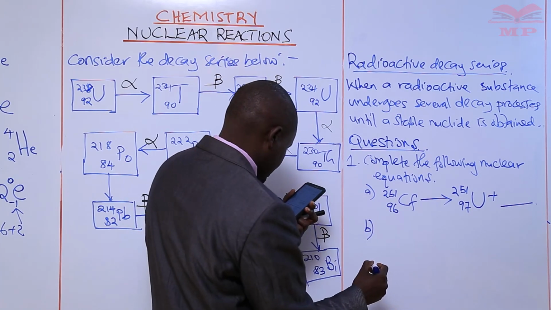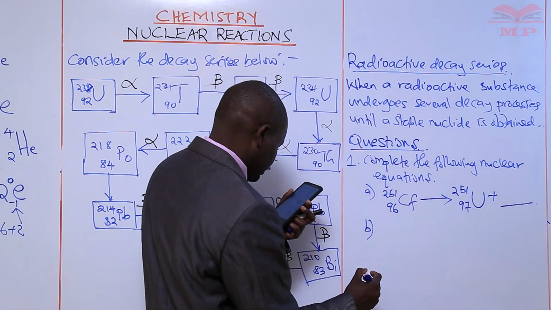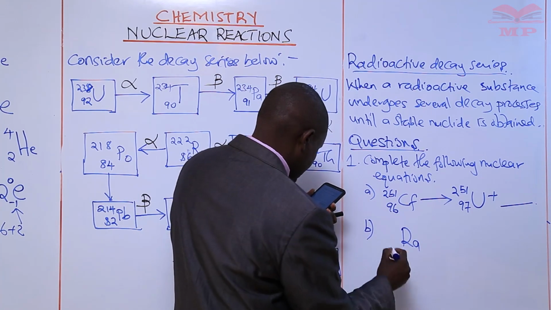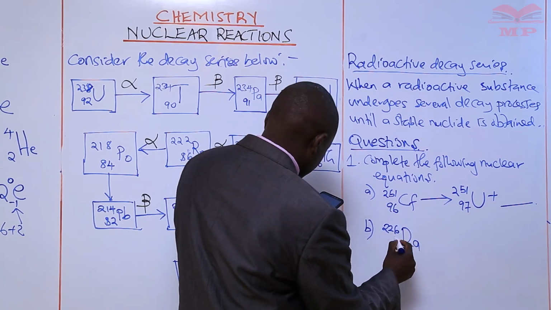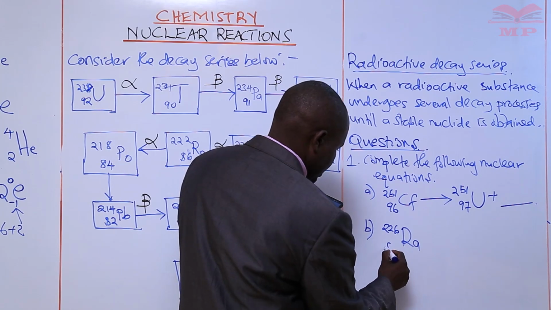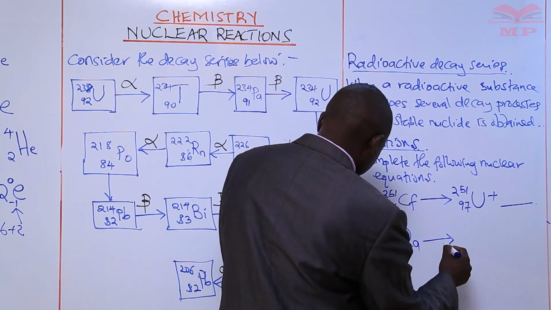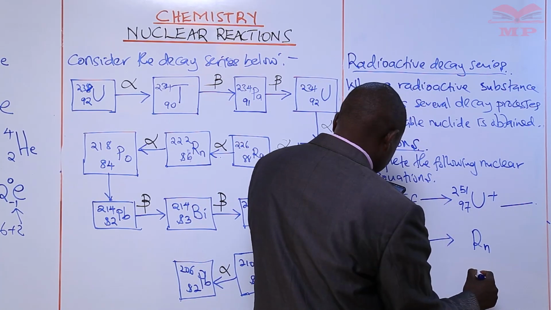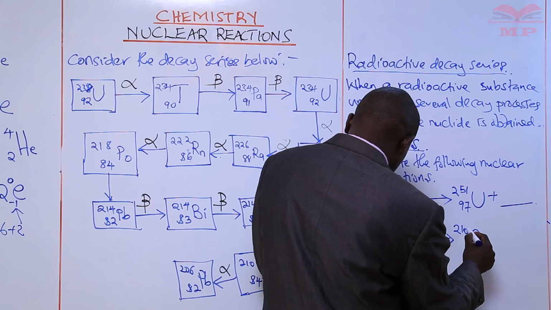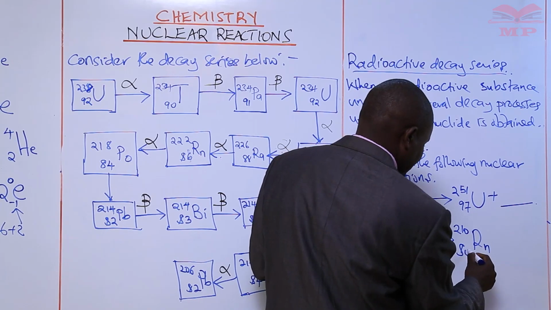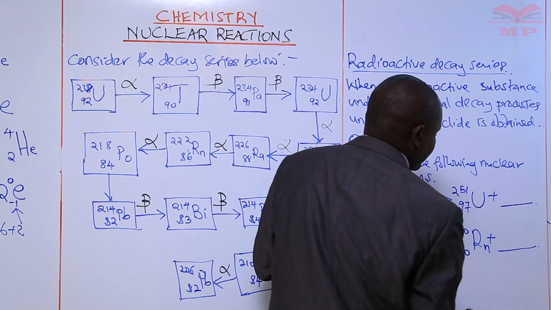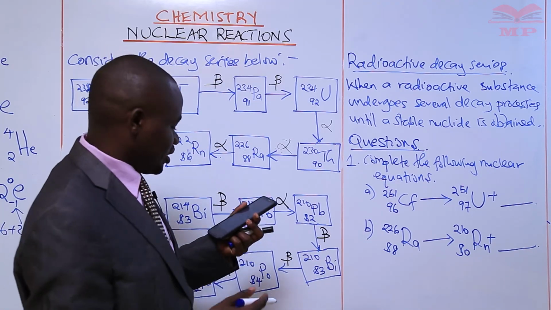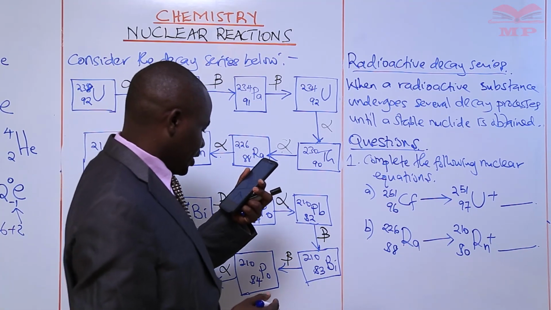Part B, I want you to try this one. Again, this one is decaying, mass number 226, atomic number 88, producing a new nuclide whose mass number is 210 and atomic number of 80. Complete and find out the type of particle that is released and how many could they possibly be.